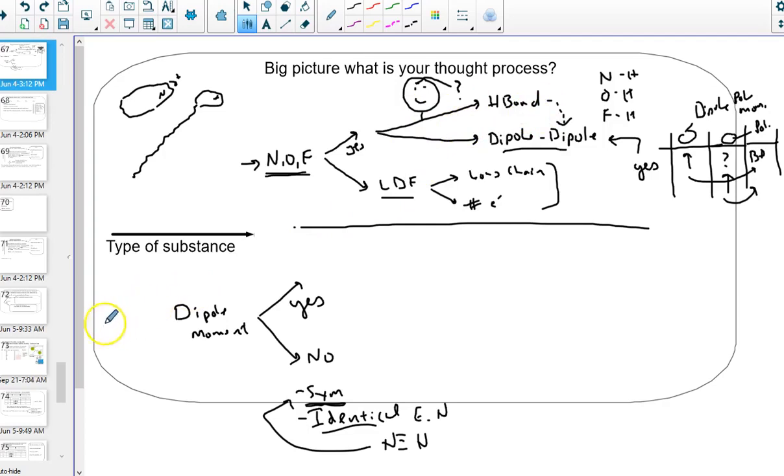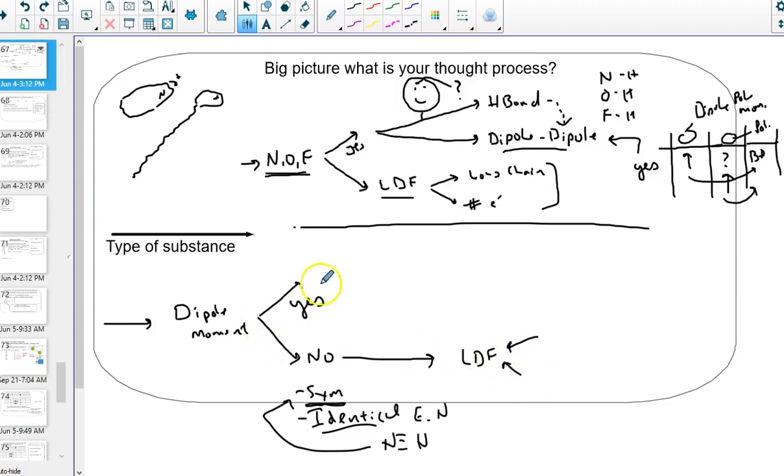So this might be an alternate thought process, or if you get good at it, you just bounce between the two. So do I have a dipole moment? Yes or no? If the answer is no, then you have to be able to explain why the only thing you have possible is London dispersion forces. And of course you'd want to discuss the factors that affect London dispersion forces.